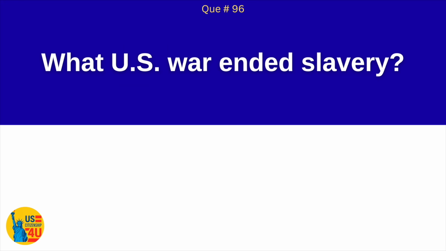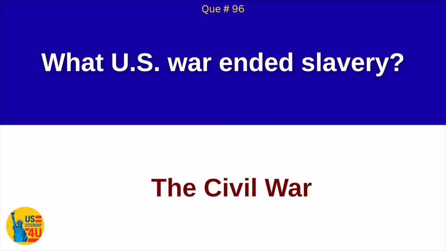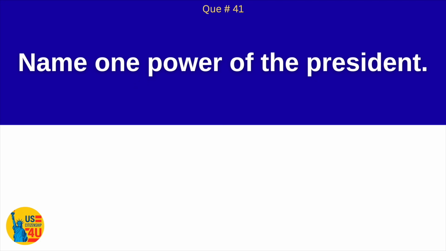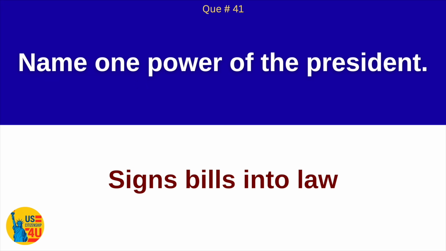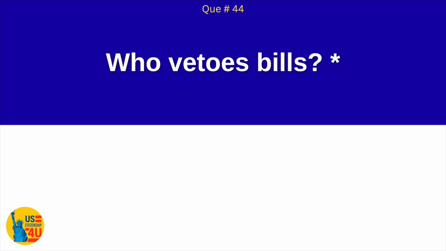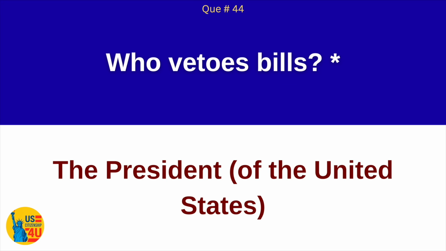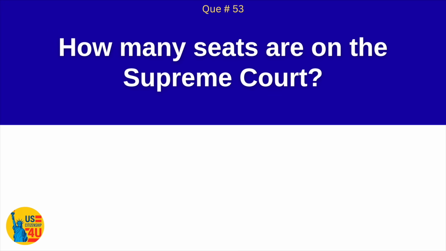What U.S. war ended slavery? The Civil War. Name one power of the president. Signs bills into law. Who vetoes bills? The President of the United States. How many seats are on the Supreme Court? 9.